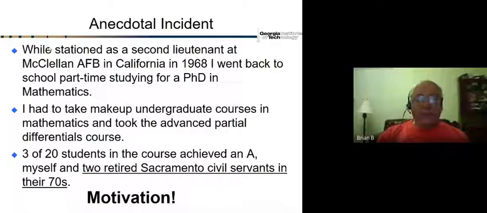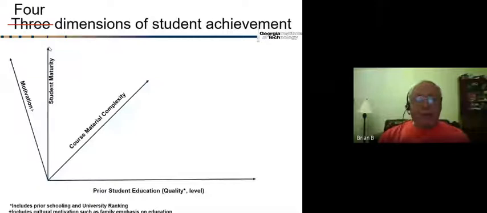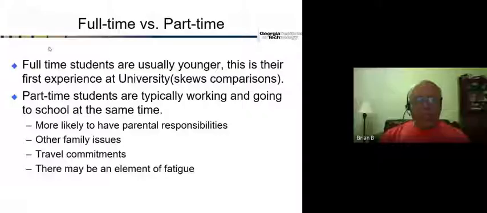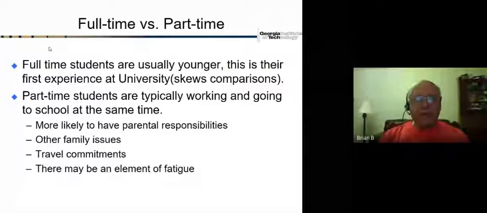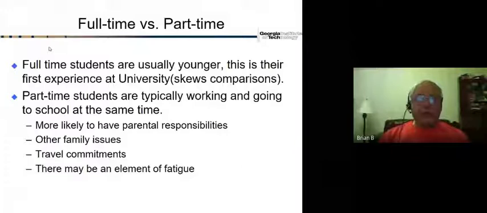So if you think about the factors, you have prior achievement, the complexity of the material, student maturity, and of course, motivation. Sometimes motivation can overcome problems with complexity of the material. Sometimes it can't. And then we also have the issue of full versus part-time. Full-time students tend to be younger than part-time students, just because, do the math, full-time students are trying to get through it in 4 years. Part-time students take longer because they can take fewer credits a semester.